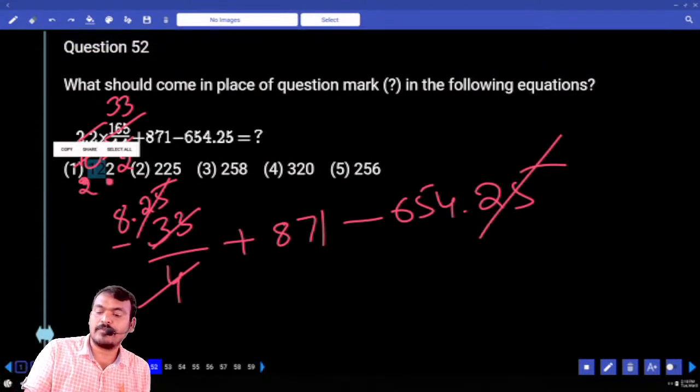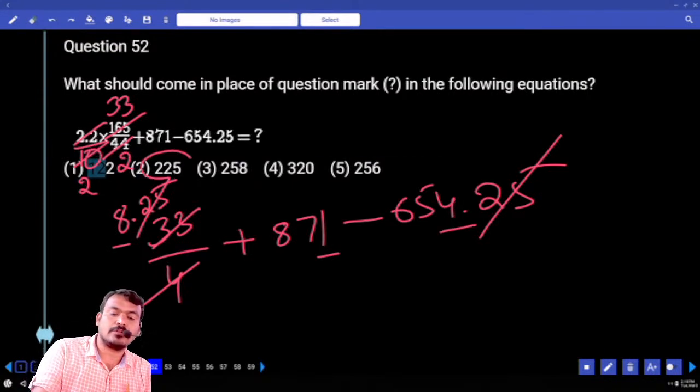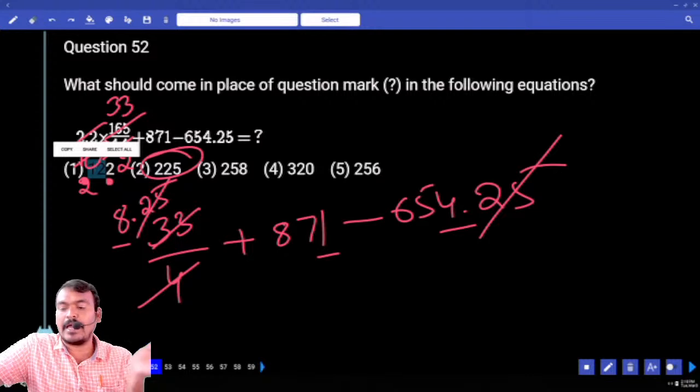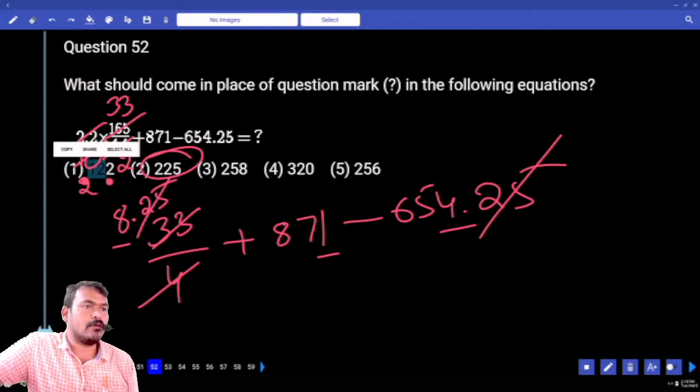Next, 8 plus 1, 9. 9 minus 4, 5, or not? Ending with 5, how many options? Only 1, or not? Verify the units position. 8 plus 1, 9. 9 minus 4, 5, or not?